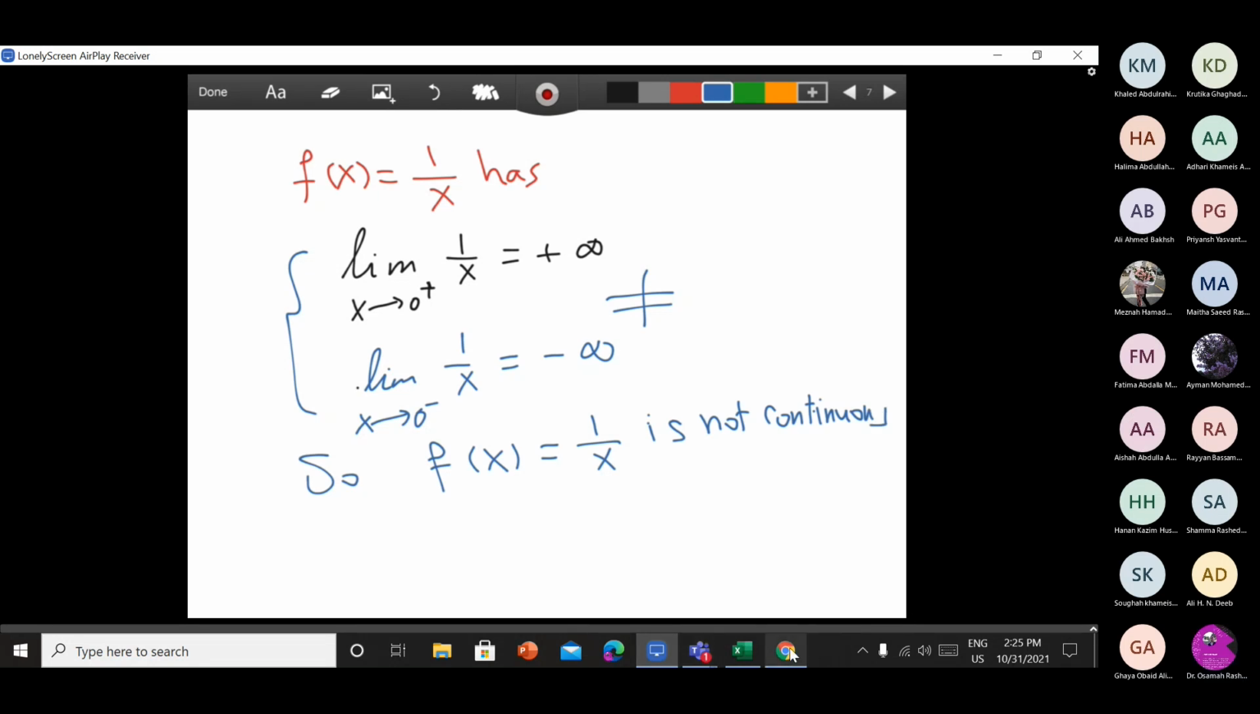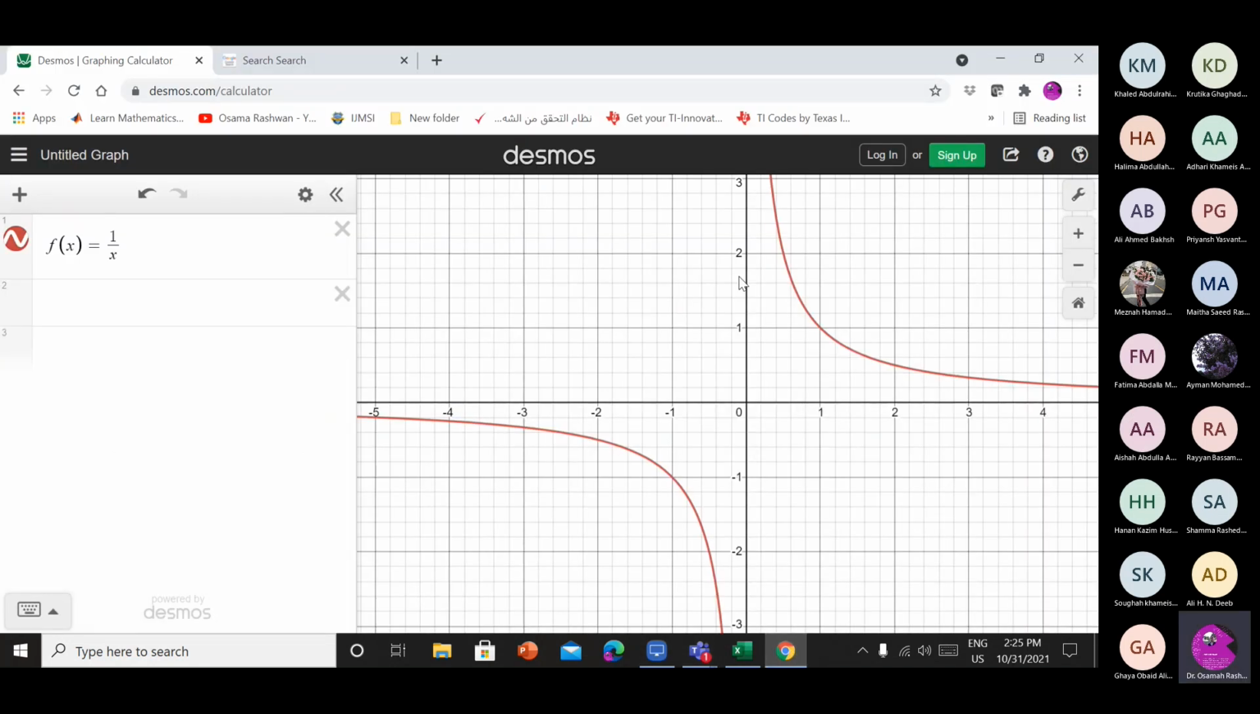Graphically, when you say not continuous, it means they are not connected. It is not one piece. This is two pieces now. And there is a gap here, right?